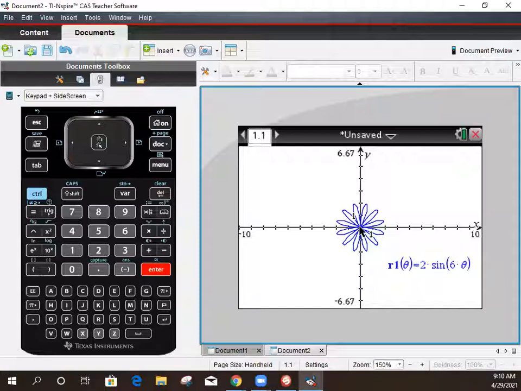All right. And then cosine rose curves are symmetric over the polar axis if N is odd, and both if N is even.